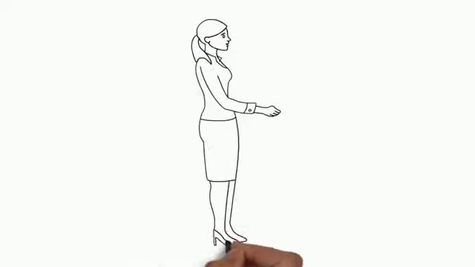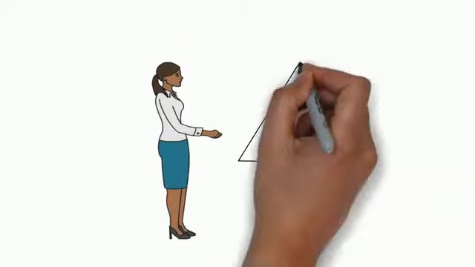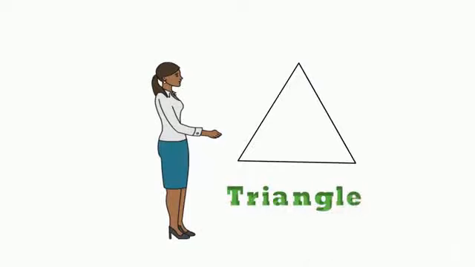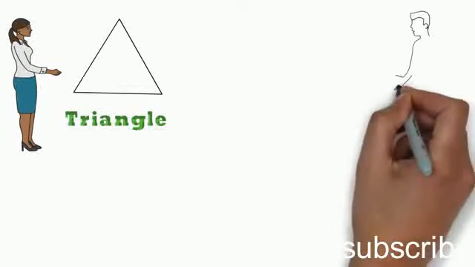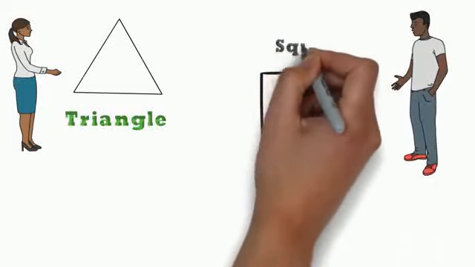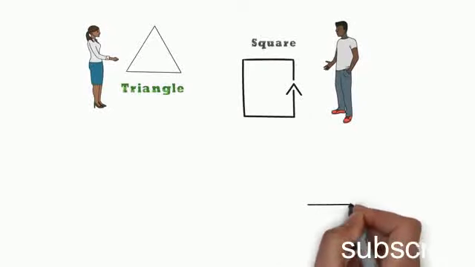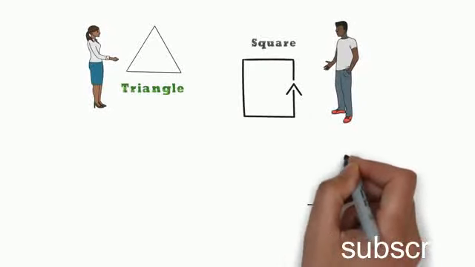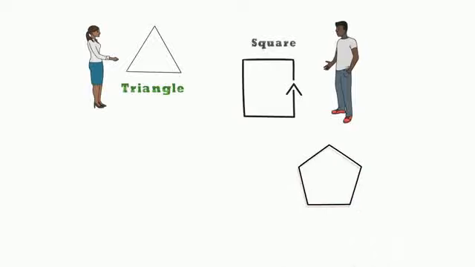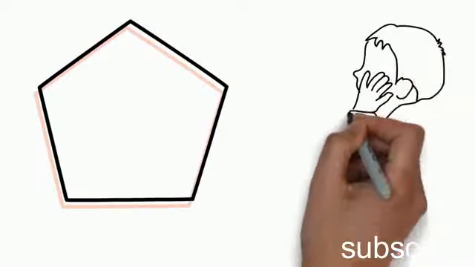Basically, we have heard of a triangle, and a triangle has 3 sides, right? A triangle is a polygon, and it has 3 angles, which add up to 180. We move on, we have a square. A square has 4 sides and 4 angles. It's also a polygon. Then we move on to a shape with 5 sides.